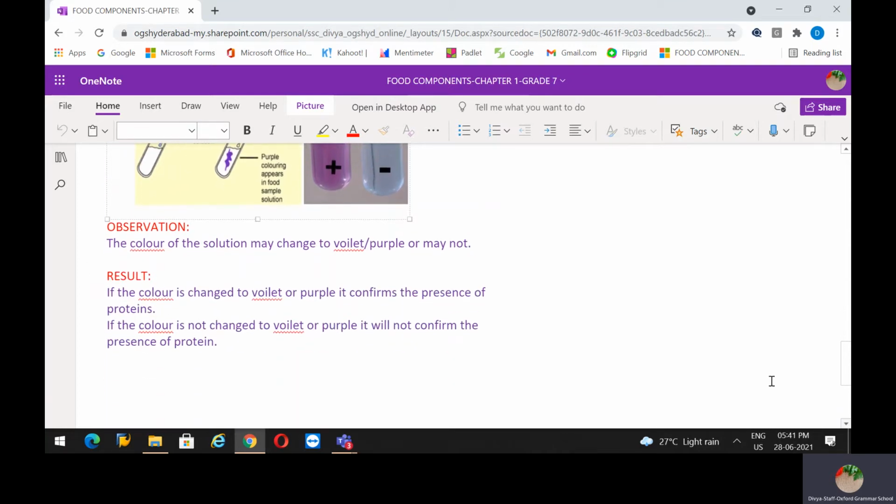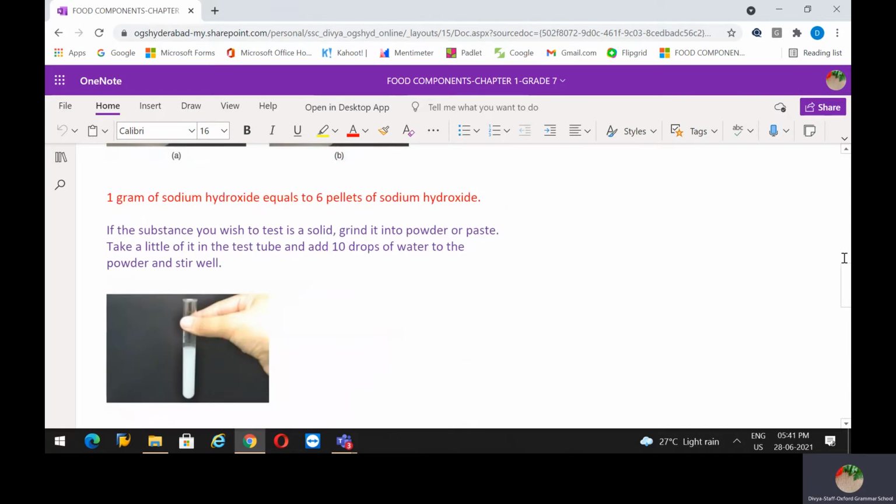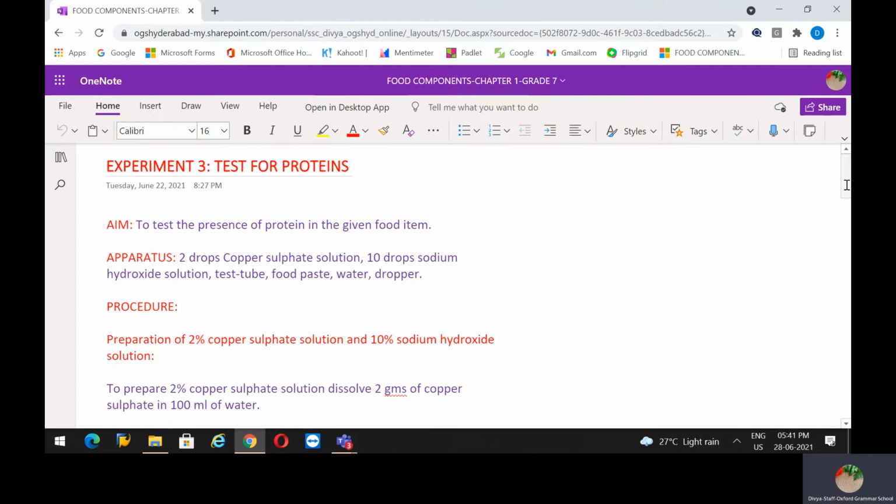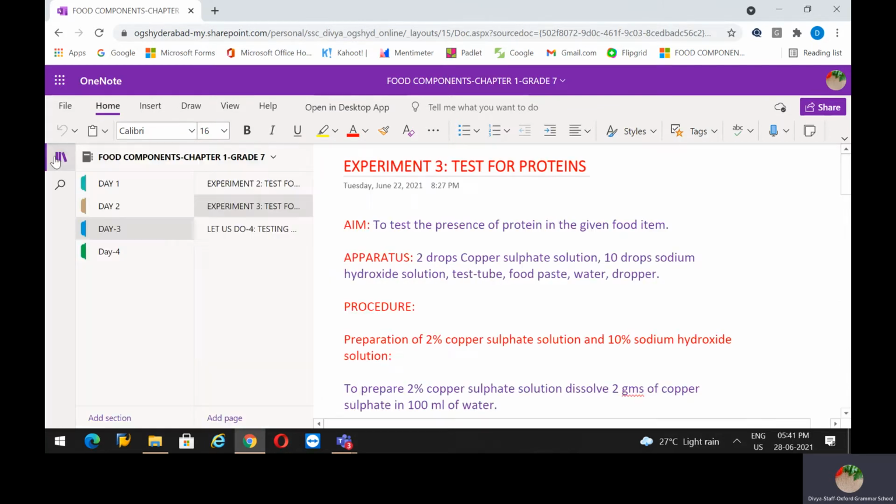So if the color is changed to violet or purple, it confirms the presence of protein. If the color is not changed to violet or purple, it will not confirm the presence of protein. That's it. Very simple it is. Okay, so this is the test for the presence of protein.